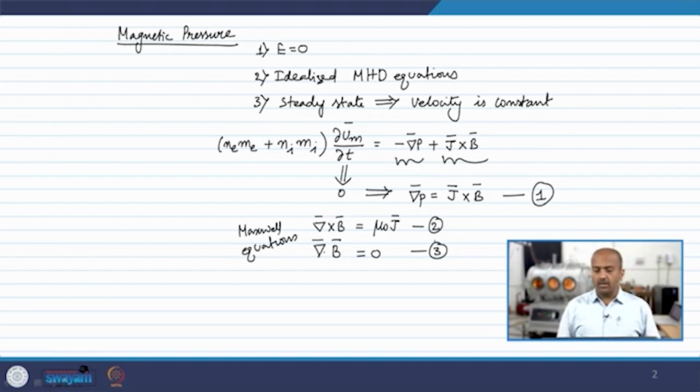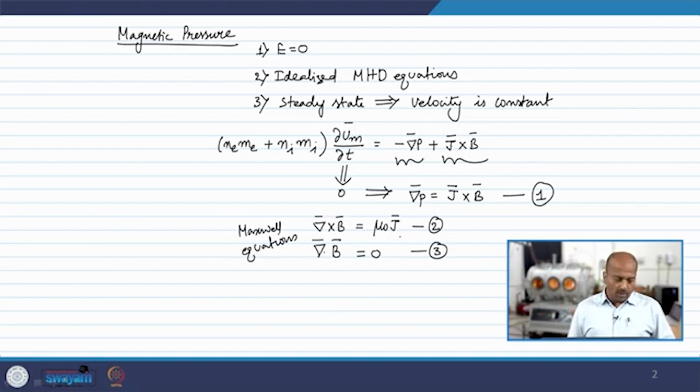We are trying to understand what is magnetic pressure. To use the idealized MHD equation, we made an assumption that the electric field is 0, the plasma is completely neutral, and we have also assumed a steady state, which means the flow is steady. So, there are no changes in the velocity with respect to time. Then using this approximation we realize that the pressure force is exactly balanced by the electromagnetic force. In addition we are using the Maxwell equations.